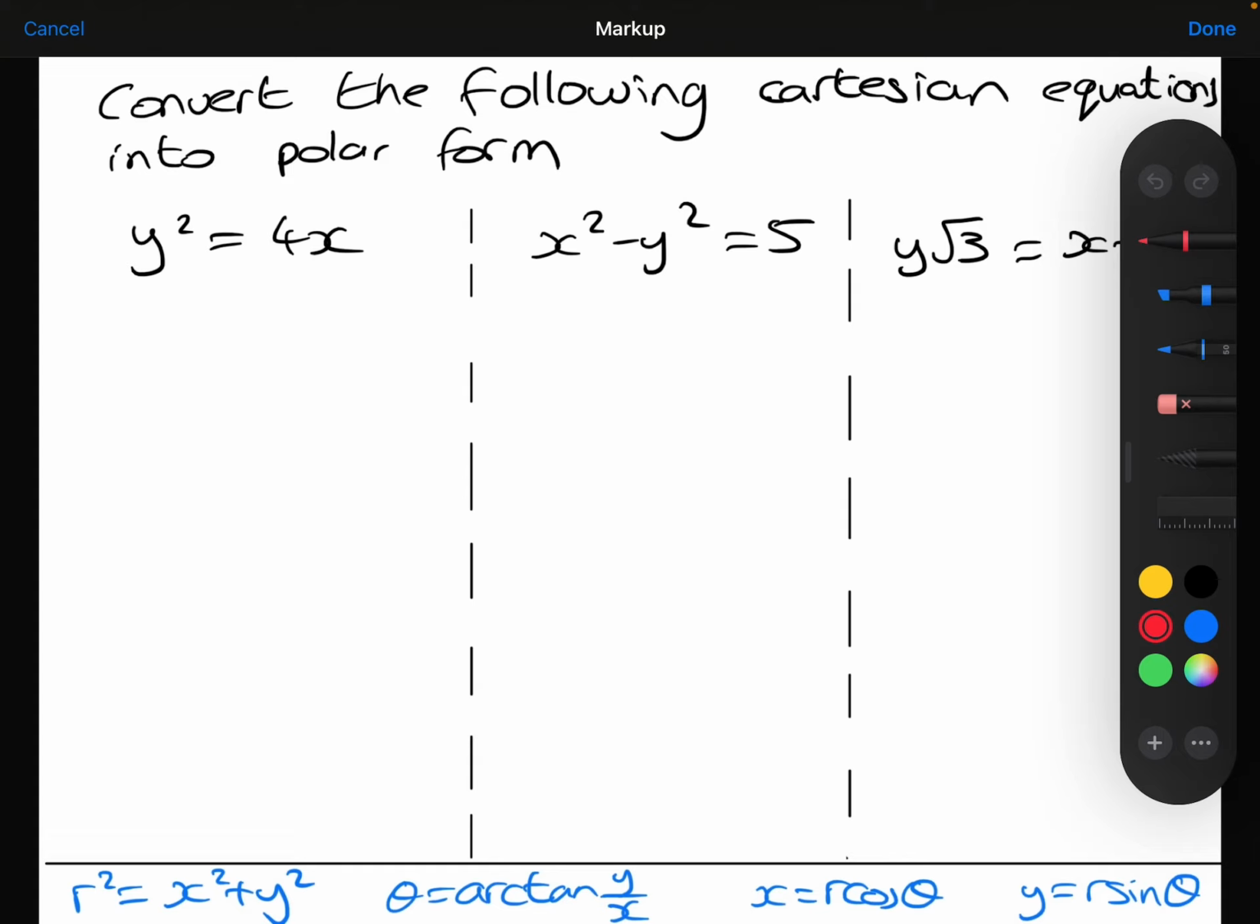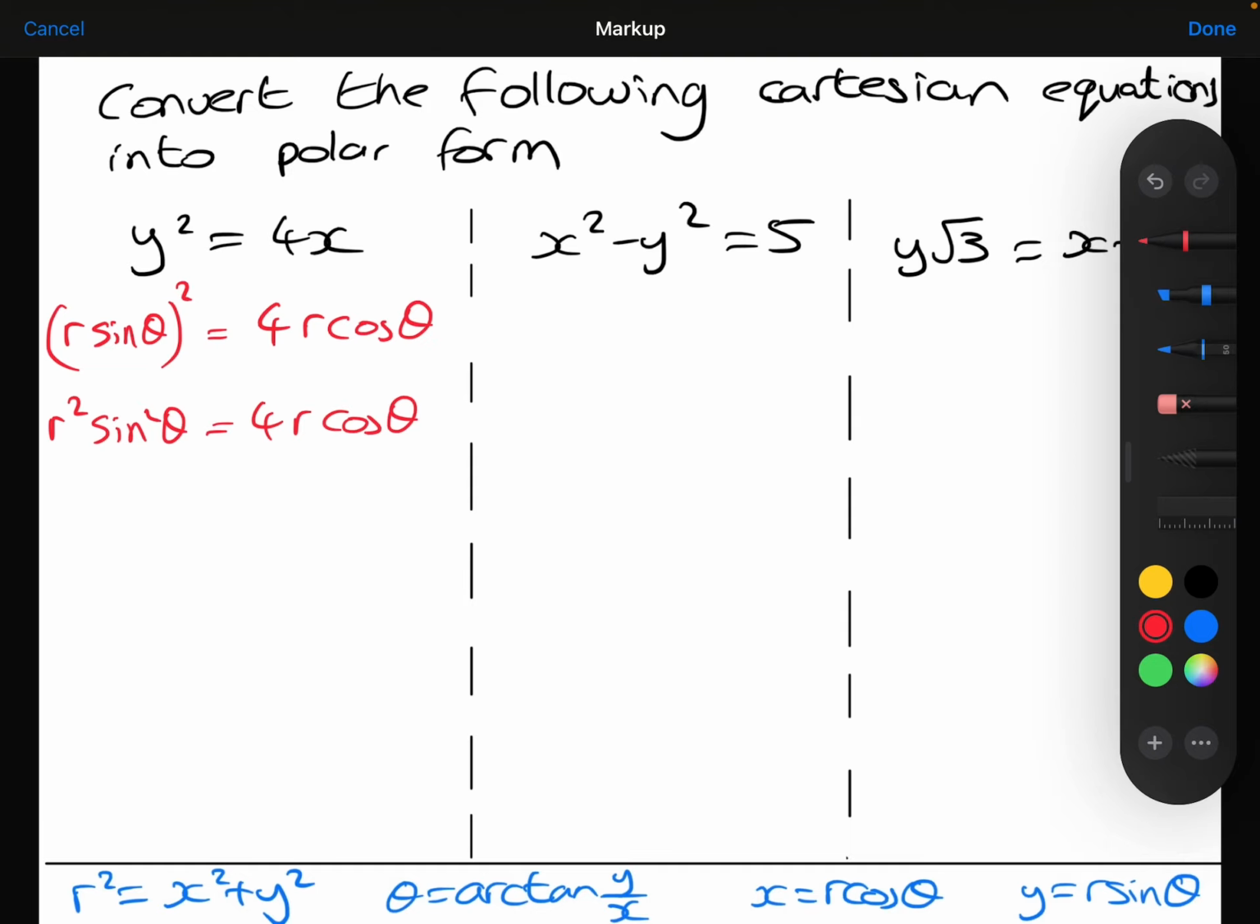So I've got the equation y squared equals 4x. I know that y is equal to r sine theta. So I can replace y squared with r sine theta squared. I know that x is equal to r cos theta. If I expand out the left-hand side here, I'll get r squared sine squared theta equals 4r cos theta.